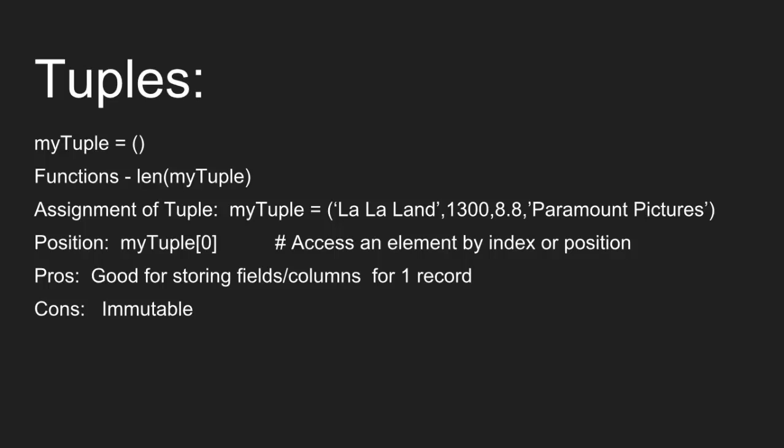Finally, let's look at tuples. Tuples are denoted by these parentheses. So we have my tuple assigned the value, and here it's assigned to an empty tuple. One of the functions is similar to lists and dictionaries: we can find the length of the tuple, which will determine how many elements are within the tuple. Here's an example of assignment of a tuple. My tuple is equal to, and here we have 4 elements. It's a movie name, and it might be the revenue, the average rating, and the producer.